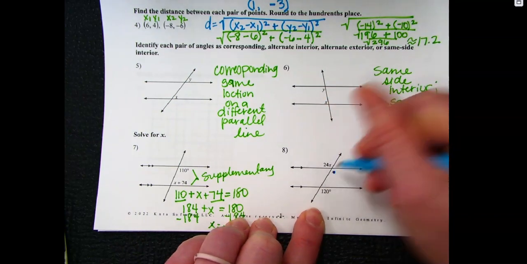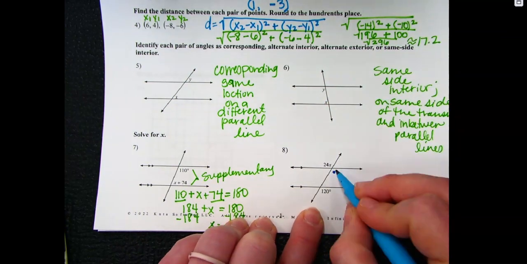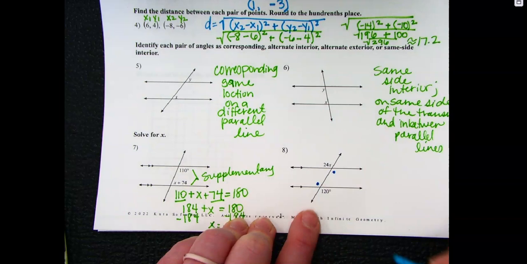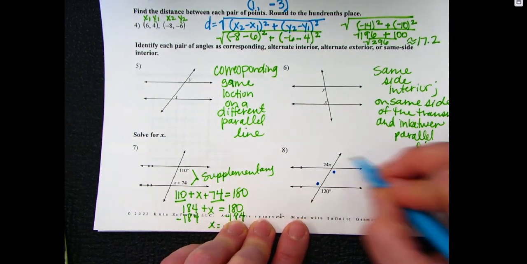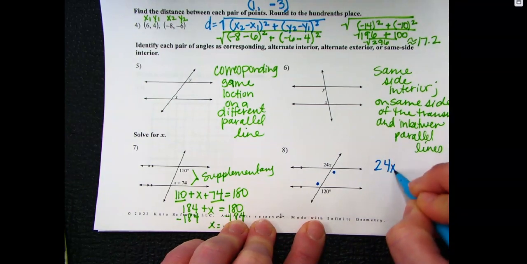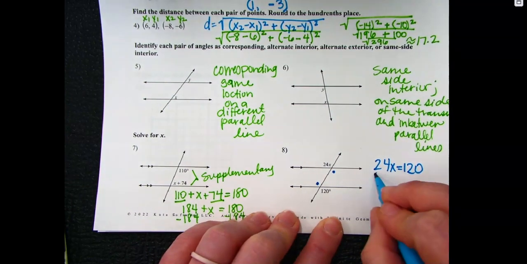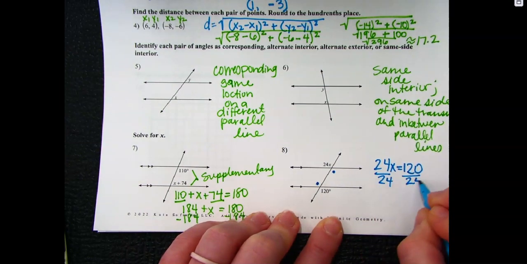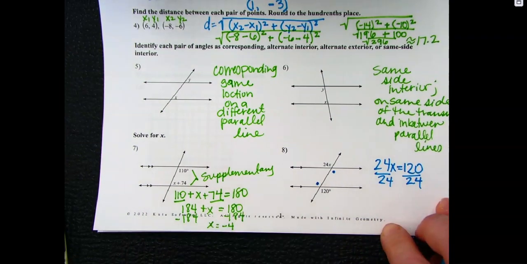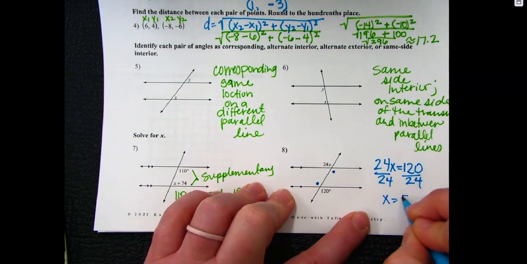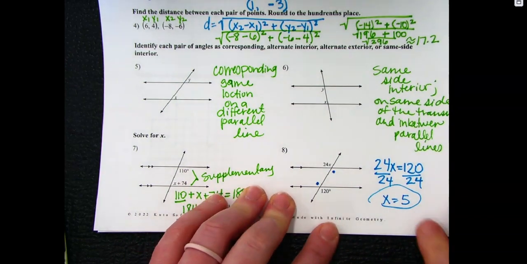Over here on this one, these are actually alternate exterior, but if you look at this, these two vertical are going to be the same. The vertical and the alternate interior are going to be the same, and then these two are vertical and they're the same. So if all of those are going to be the same, that means that 24x is going to actually equal 120. So then we can divide by 24 on both sides. 120 divided by 24 gives me 5. So x equals 5. Okay?